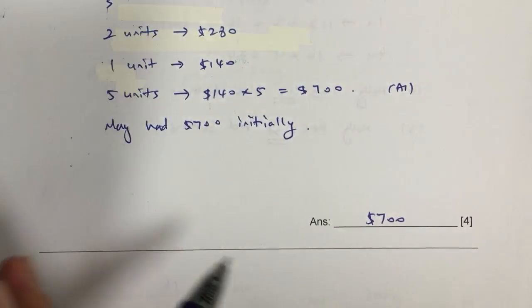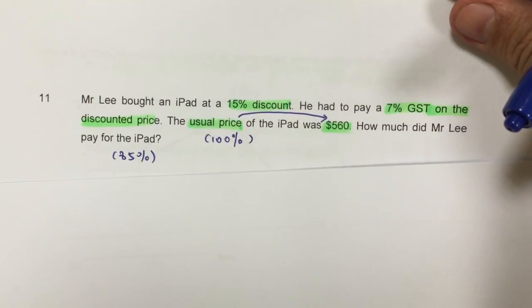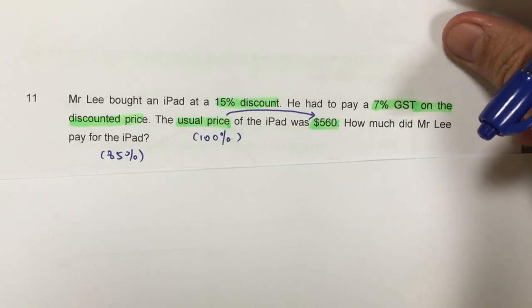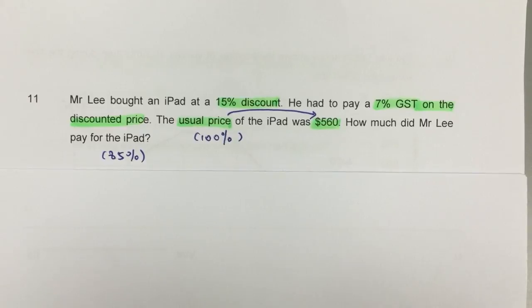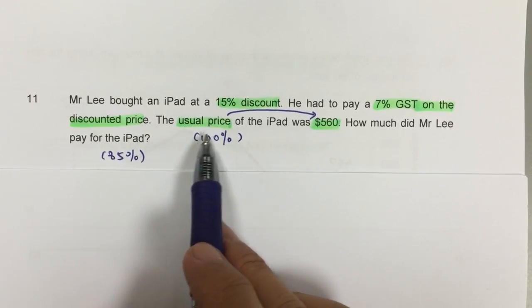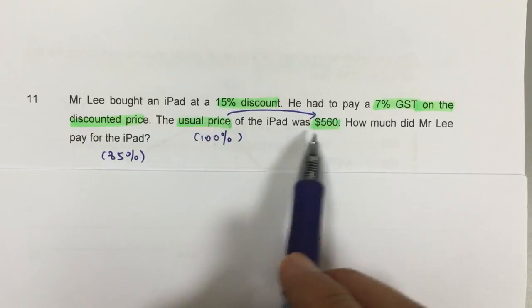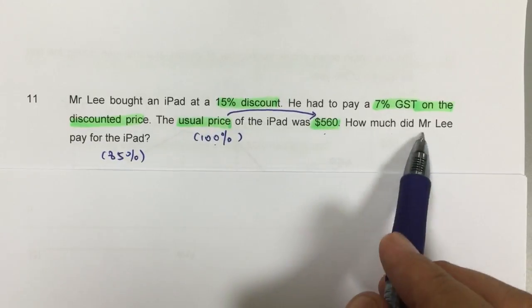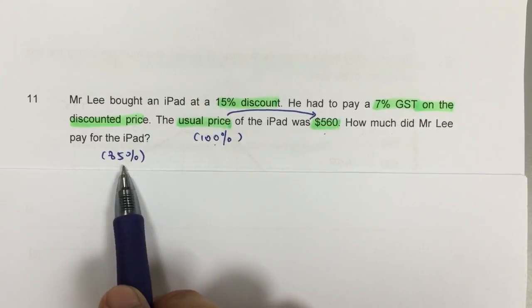Next question, 11. Mr. Lee bought an iPad at a 15% discount. He had to pay a 7% GST on the discounted price. The usual price of the iPad was $560. So usual price is 100%. How much did Mr. Lee pay for the iPad? So iPad will be 85%.